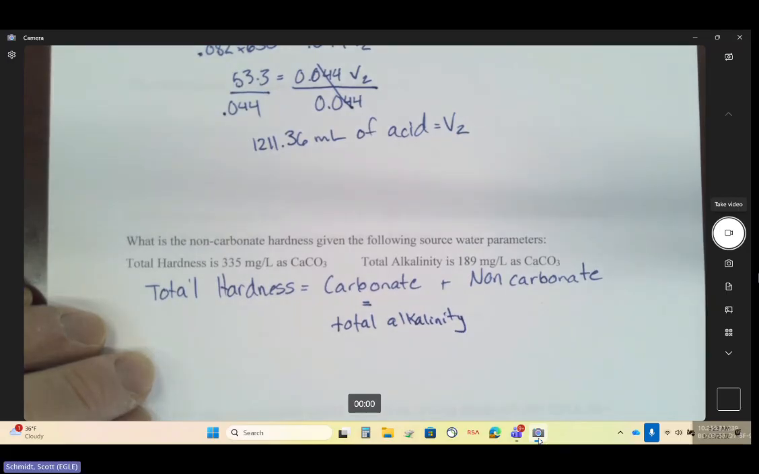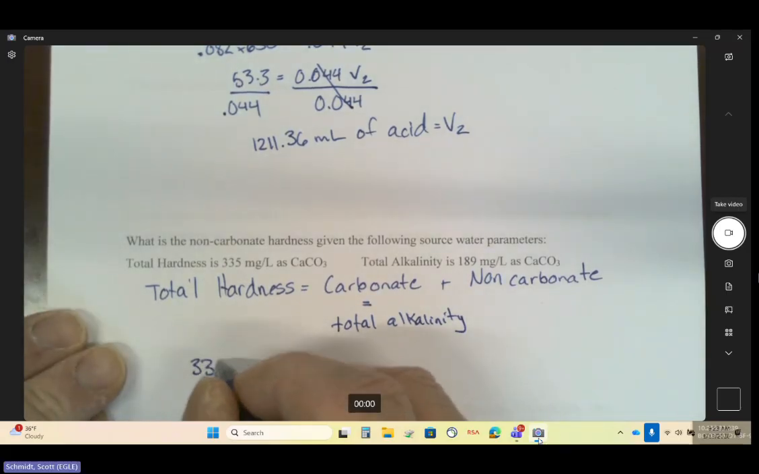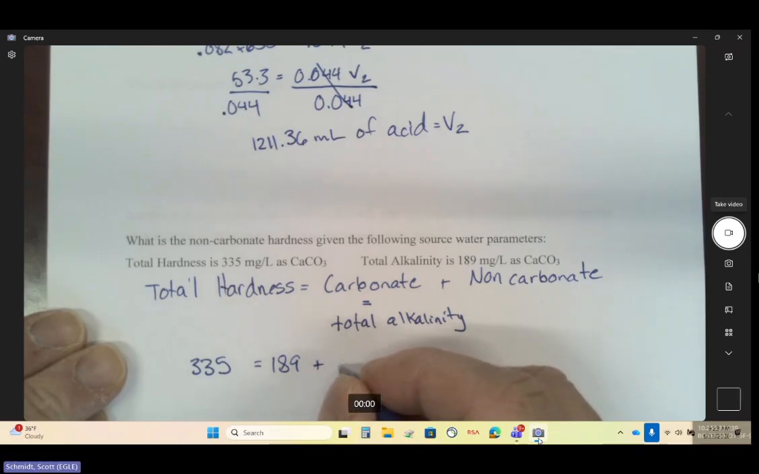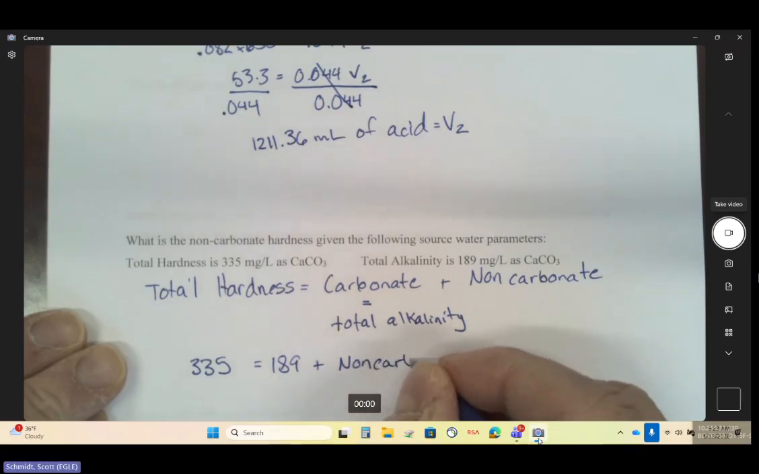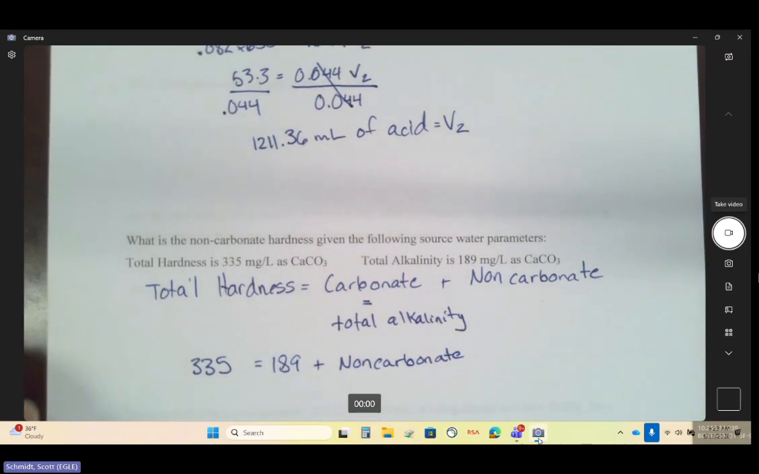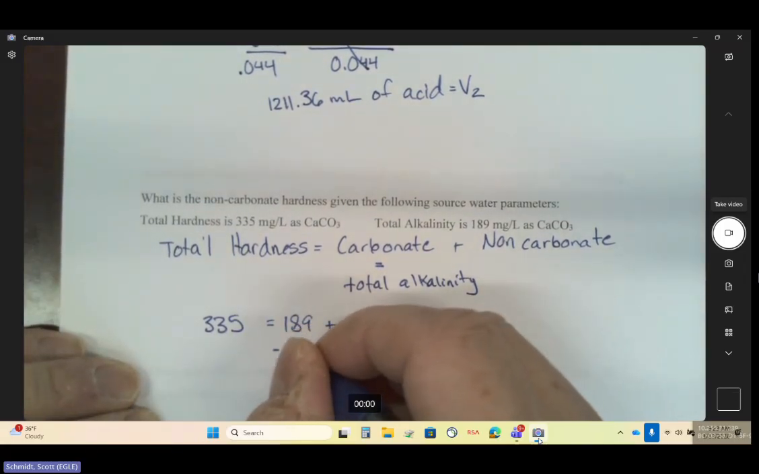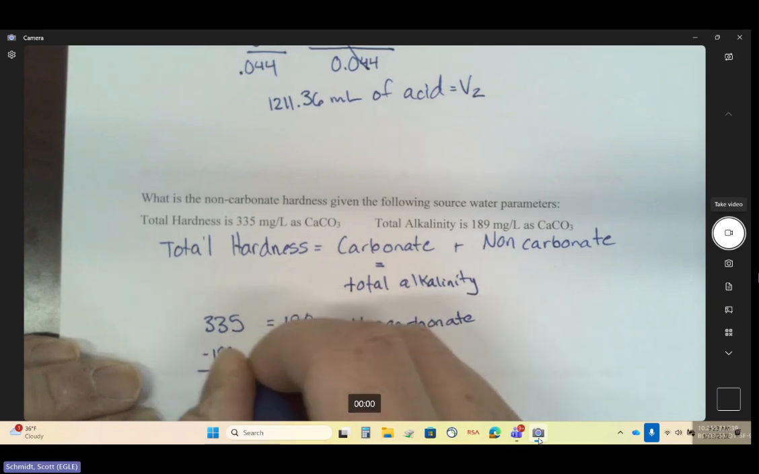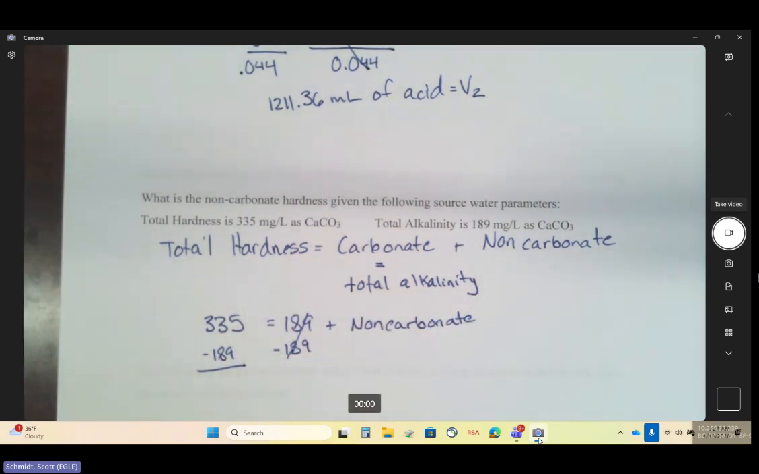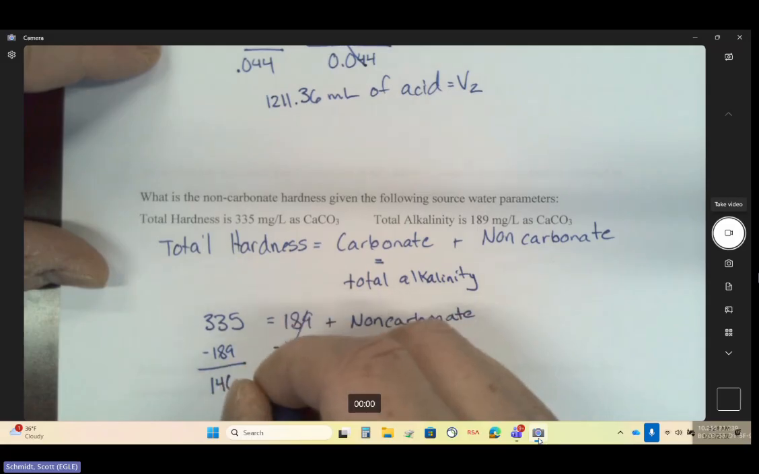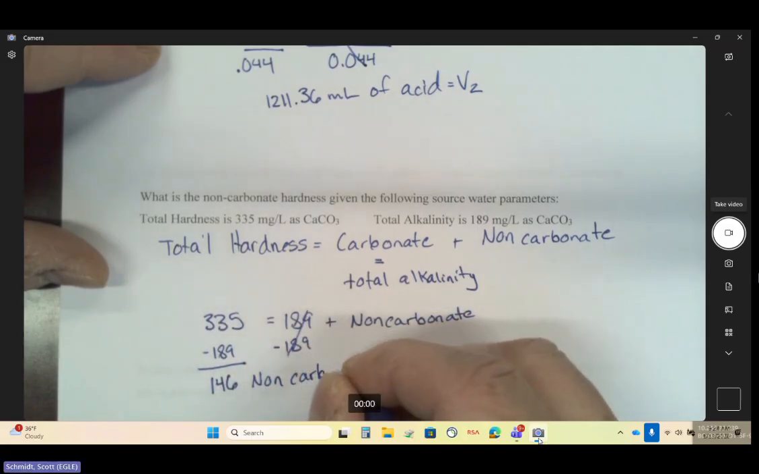So if that's the case, I have 335 is equal to my carbonate hardness, being my total alkalinity, 189, plus non-carbonate hardness. To solve for non-carbonate, all we have to do is do the math, algebra. Subtract this from this side to cancel it out. Subtract that, and ta-da, you got our answer. So 335 minus the 189 carbonate hardness is 146 non-carbonate hardness.